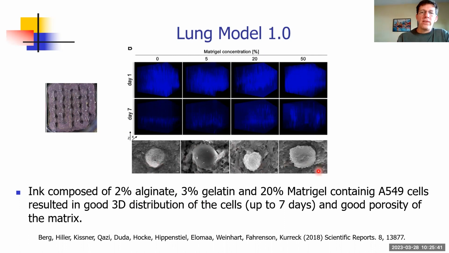And we also did some SEM images. And here you see that with the intermediate matrigel concentration, we have a nice porosity, and that means good supply of nutrients for the cells.